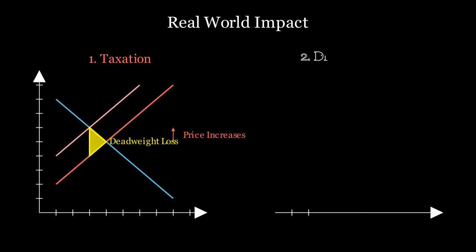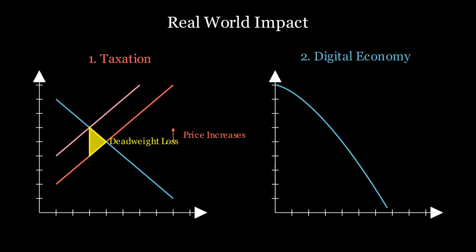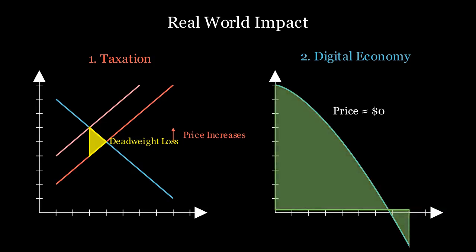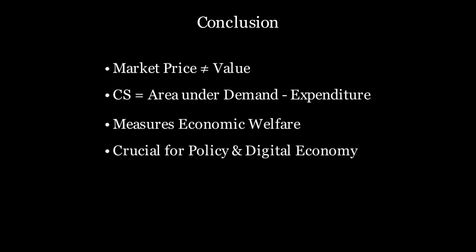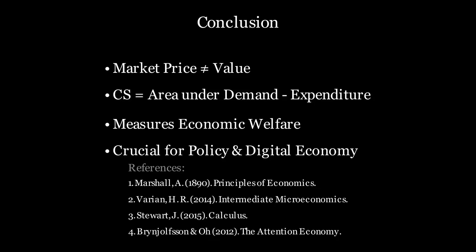Why does this matter in the real world? Governments and organizations use consumer surplus to measure the impact of policies. For instance, when a tax is implemented, the price rises and the quantity sold drops. This shrinks the consumer surplus area, creating what economists call deadweight loss, a loss of economic efficiency that benefits no one. Conversely, when a company like Google or Meta offers free services, the consumer surplus is massive because the price is zero, even though the value to users is worth billions.